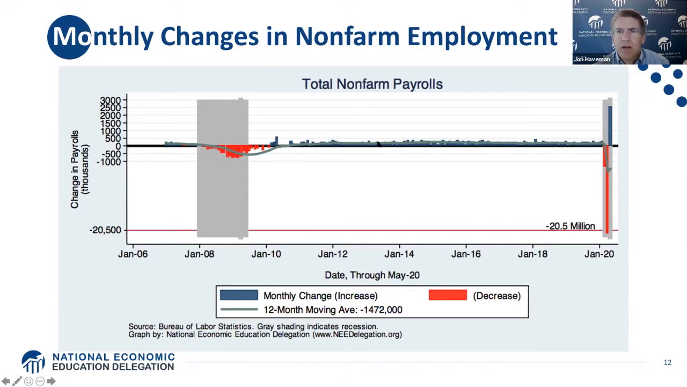Right. Well, this is the recovery. A lot of blue bars going up, job creation. And then suddenly in March, we lost 700,000 jobs. In April, we lost 20.5 million jobs. Now in May, we did bounce back with an increase of 2.5 million jobs, but we're still down by about 19 million jobs, right? That's an awful lot. And that will produce unemployment estimates that are upwards of 20%.